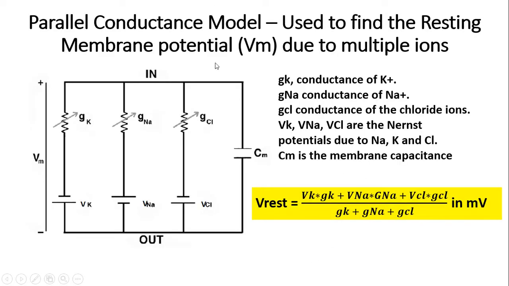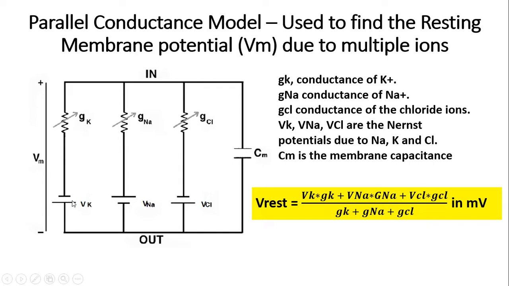Now the second model that we have discussed is called the parallel conductance model, because as you know we have potassium, sodium, and chloride potentials, and we just try to mimic a cell membrane, where this is the exterior part of the cell, which we also call the extracellular fluid, and this is the intracellular fluid. Because of the difference in concentration between potassium, sodium, and chloride, we expect three Nernst potentials, which are Vk, Vna, and Vcl. And this polarity is very important.